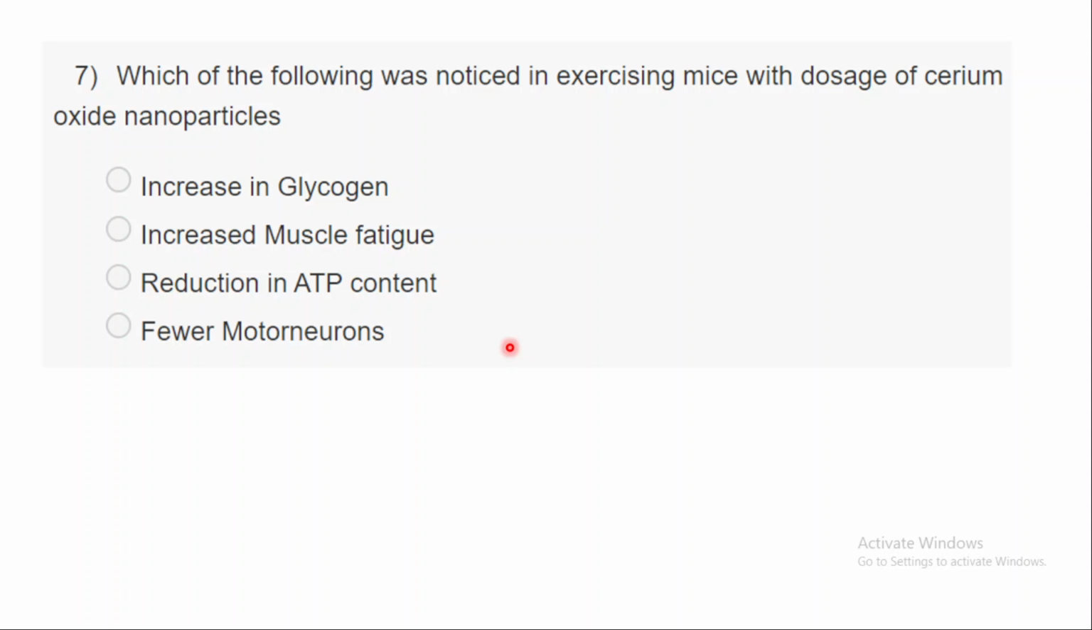If I hint you guys, just have a thought about what could be the role of cerium oxide nanoparticles. What is the function of cerium oxide nanoparticles? And then you will be able to reach the answer. Now, if a muscle or a living tissue is treated with cerium oxide nanoparticles, or mice exercising with cerium oxide nanoparticles, what could be the phenomenon? Is it increase in glycogen, increased muscle fatigue, reduction in ATP content, or fewer motor neurons?